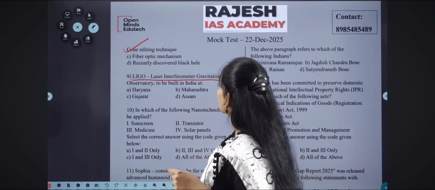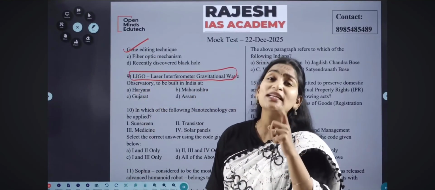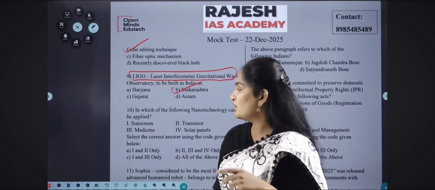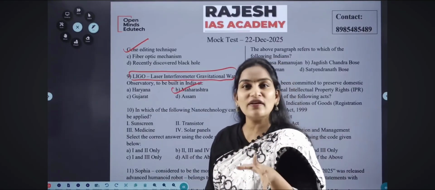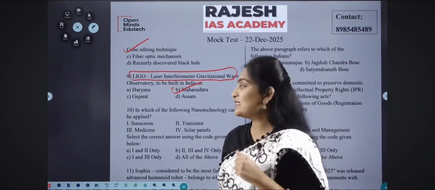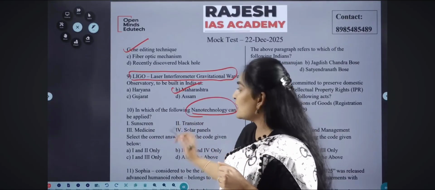And next thing, the Laser Interferometer Gravitational-Wave Observatory is placed at Hingoli district, that is in Maharashtra. This is completely factual information you have to go through. And what is the difference between a gravitational wave and all these things, we already discussed. That was also based on the PYQ and also the syllabus. And next thing, in which of the following can nanotechnology be applied?